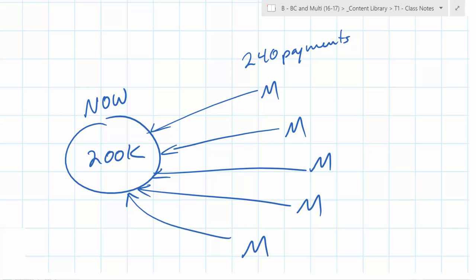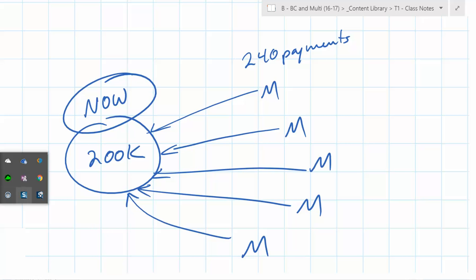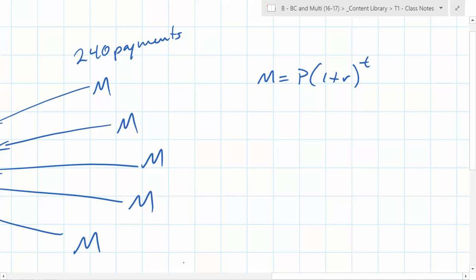But here's the thing. This is $200,000 right now. So what do we have to set? Usually it's the P. So this represents the present value.